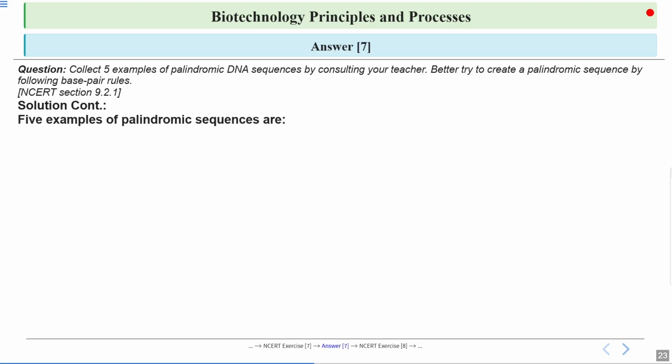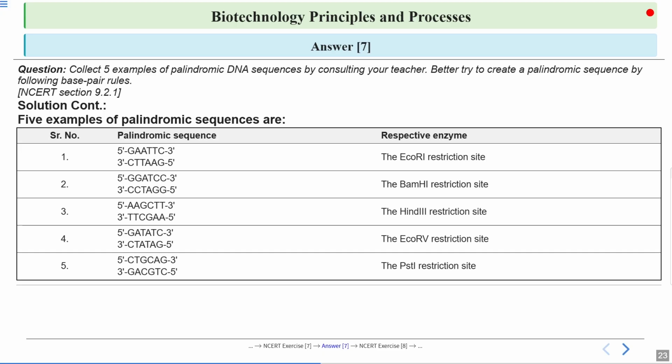Five examples of palindromic sequences. Let us see the example. This is very important. So here you can see a palindromic sequence. First one, 5 prime to 3 prime, GAATTC. If you read it this way, now read the other strand this way, GAATTC. This way you are reading, right? So it is giving the same sequence, right? And this is the respective enzyme. This is the sequence of the EcoR1 restriction site.